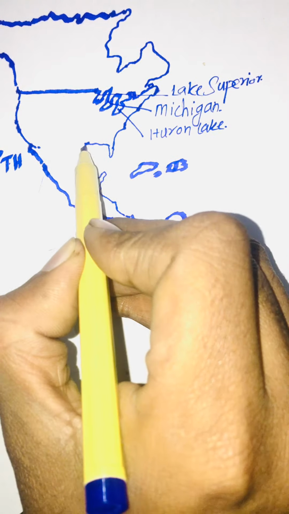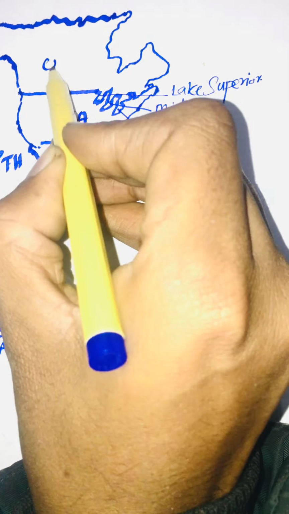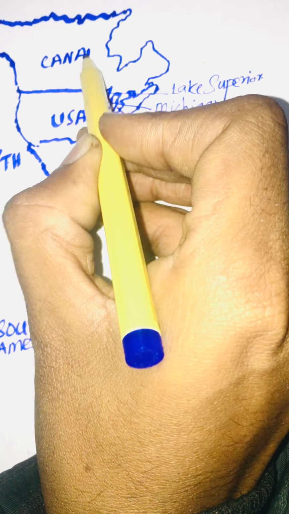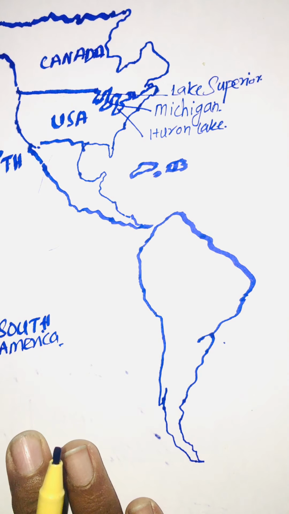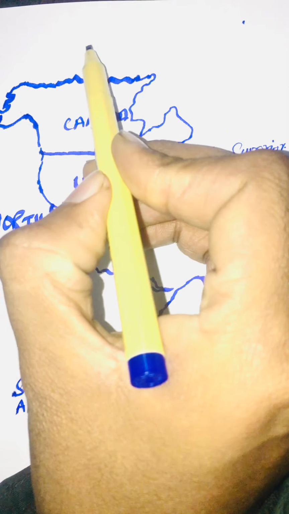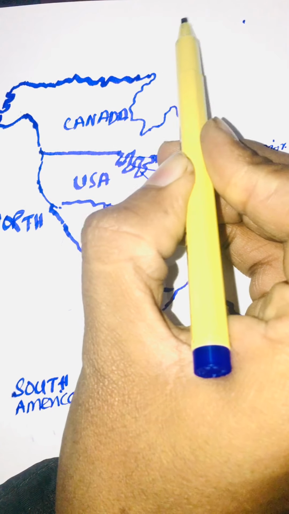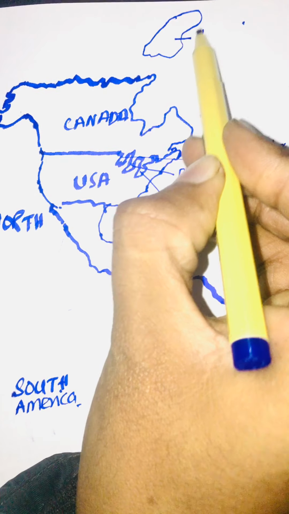Here, if I draw the margins, this is USA, this is Canada. If I stress it downwards, there are some islands which are located here, just like here there is this type of island which is called Baffin Island.